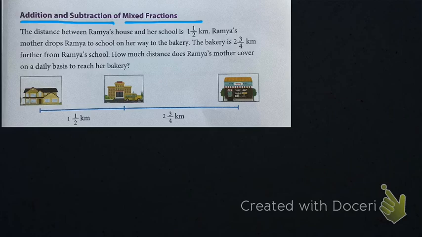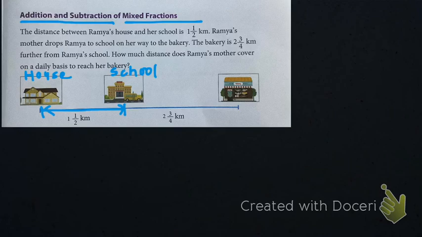This question says the distance between Ramya's house. We know that the girl Ramya had one bakery shop. So the distance between Ramya's house and her school is 1.5 kilometer. Students, this is Ramya's house and this is her school. And the distance between her house and her school is 1.5 kilometer.